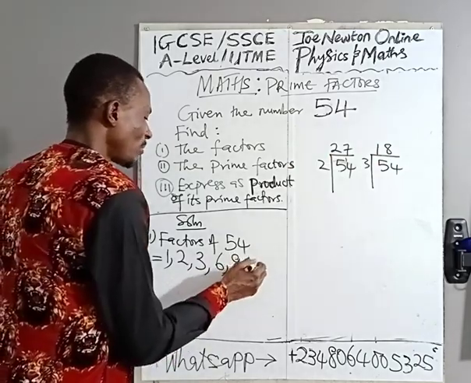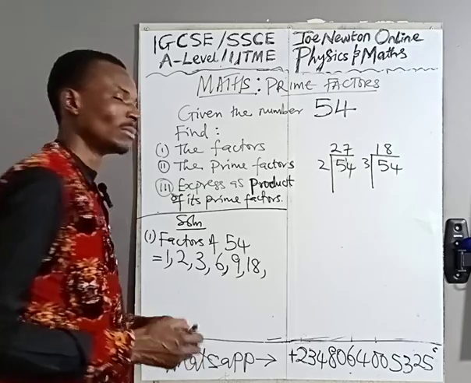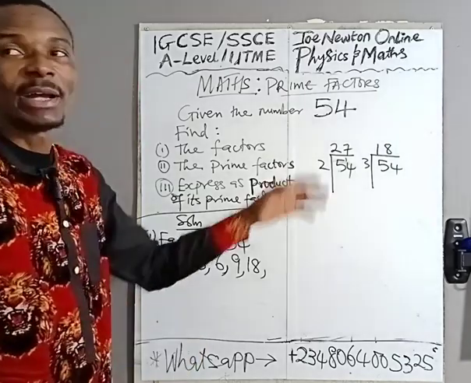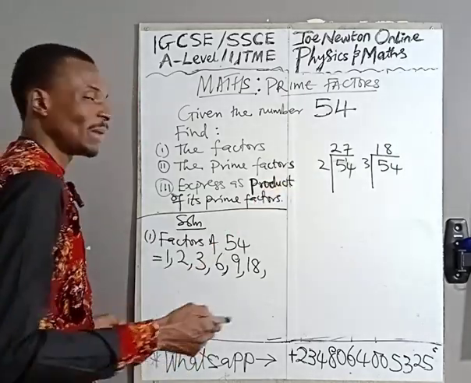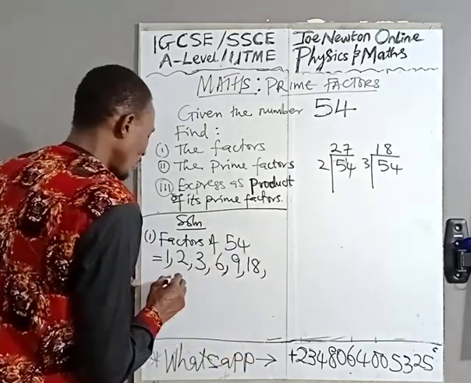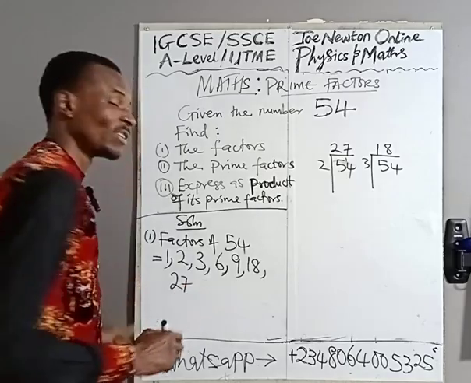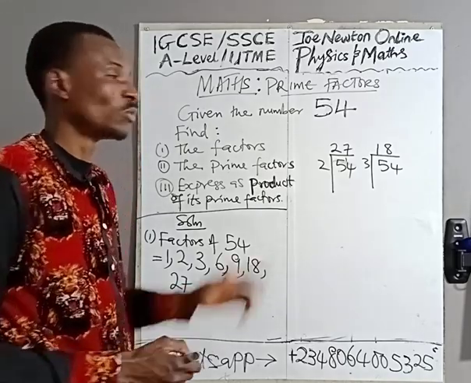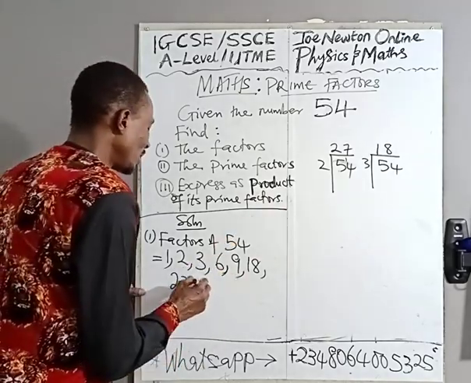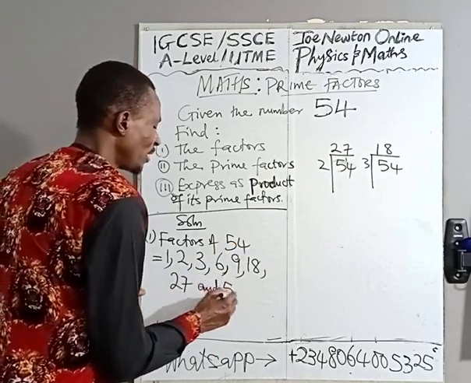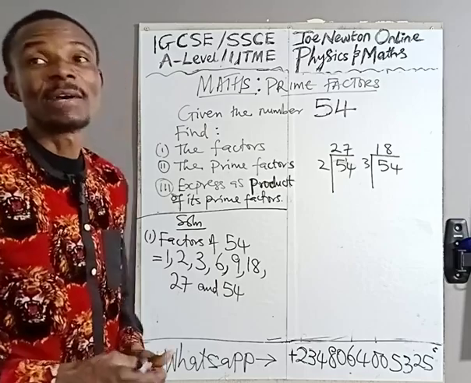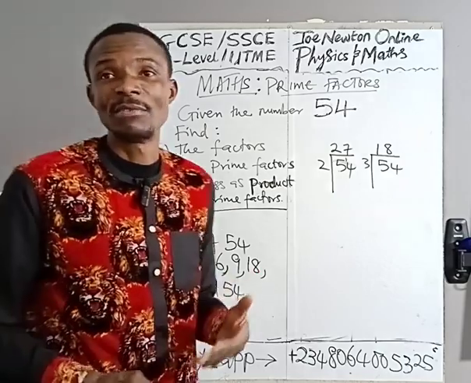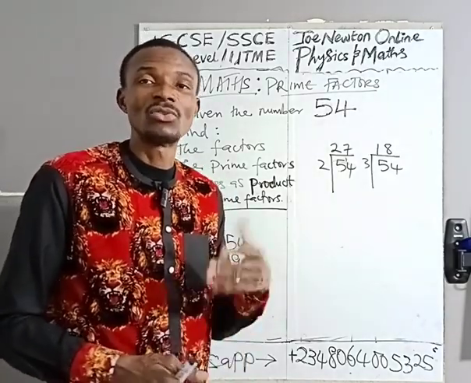Okay? So the next factor now is what we obtained here. So 18 can now come in. 18 is a factor, because 18 is what we got when we divided by 3. Without being told, after 18, 27 will come in, because 27 is what we got when we divided by 2. And what again? 54 itself. Every number is a factor of itself. When you divide it by itself, it's 1. So don't omit it and don't omit 1.